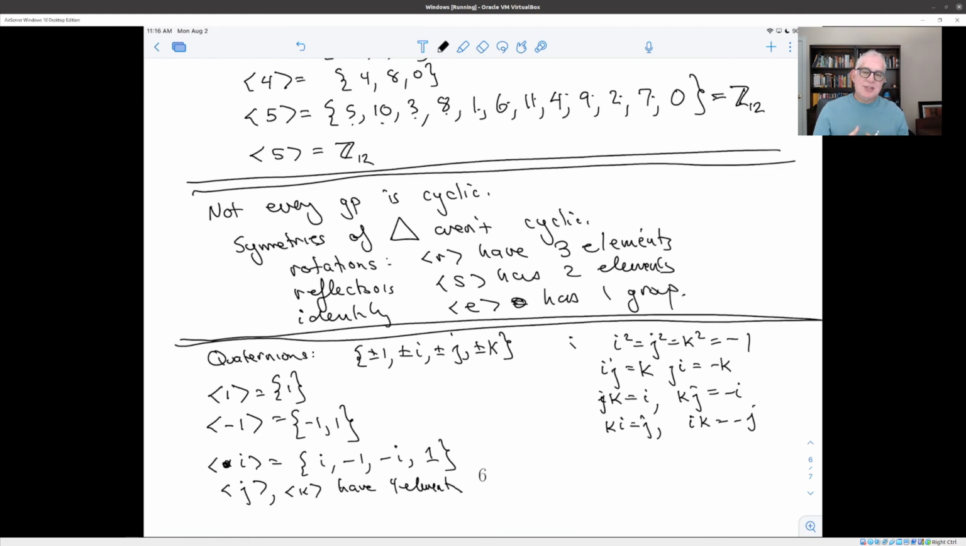And in some sense, you could say most groups aren't cyclic, but the cyclic ones are particularly simple, and so they give us a place to begin to study things that are happening in more general groups.